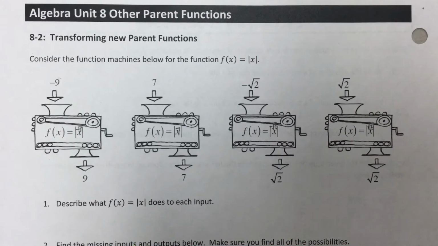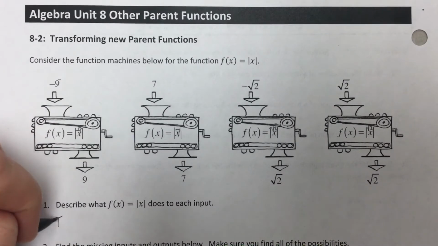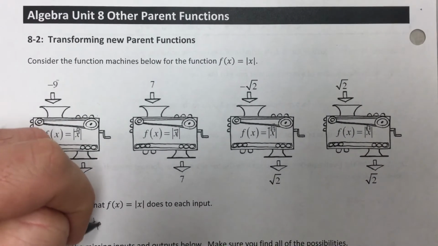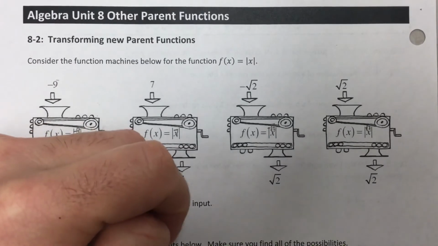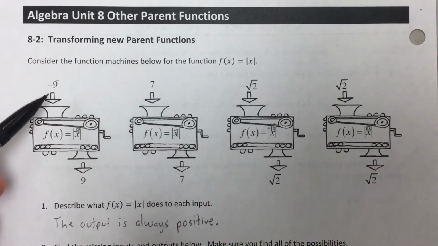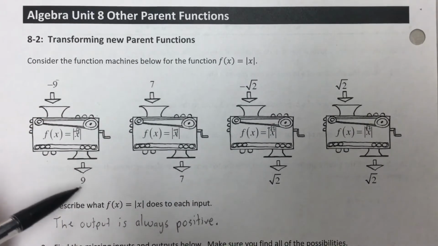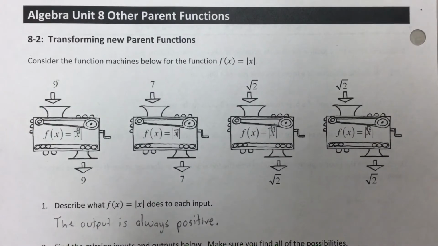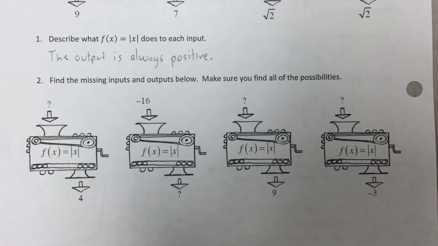Describe what f of x equals absolute value of x does to each input. So if you look, the output is always positive. It didn't matter whether we started with a negative or started with a positive, our output always became the positive version of it. So I'd like you to try doing number 2 now. Fill in the question marks.